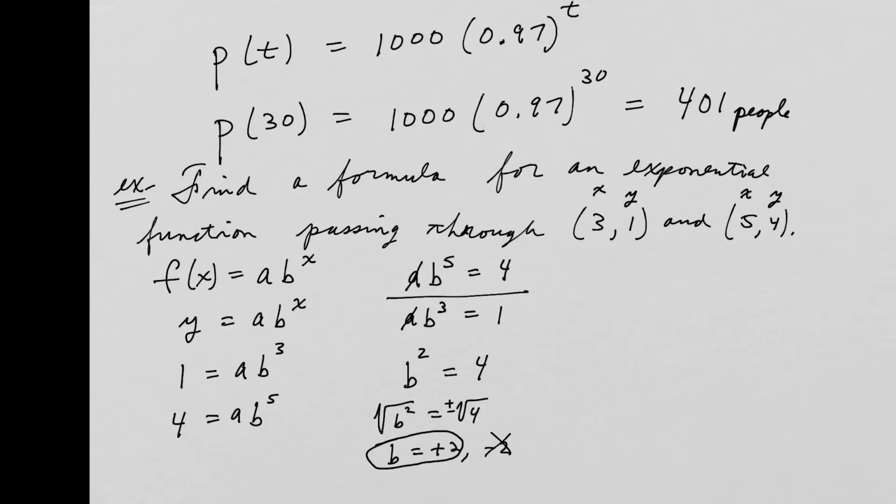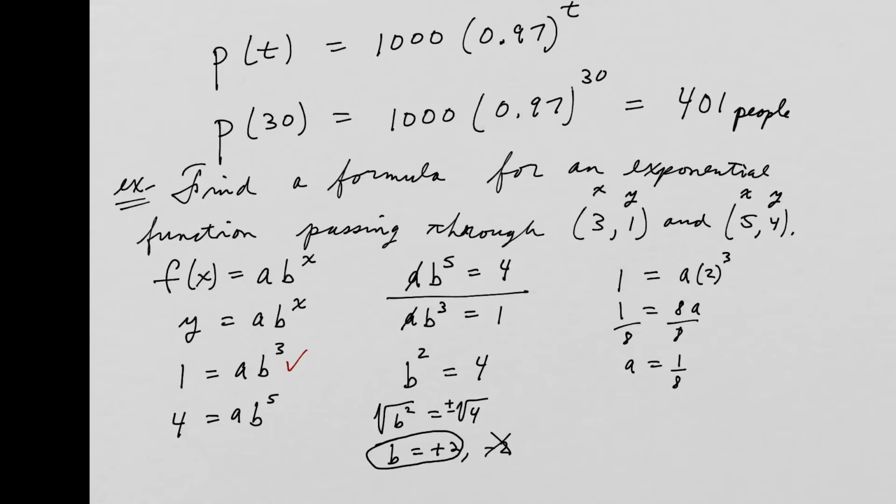Okay, great. So we have B, right? We have our answer for B. Now we just have to find A. Well, how do I find A? I go back and I plug into one of those equations. So maybe I'll go back and plug into this first equation. So I have 1 is equal to A times, I know B is 2 now, 2 cubed. So 1 is equal to 8 times A. And if I divide by 8, I get A is equal to 1/8.